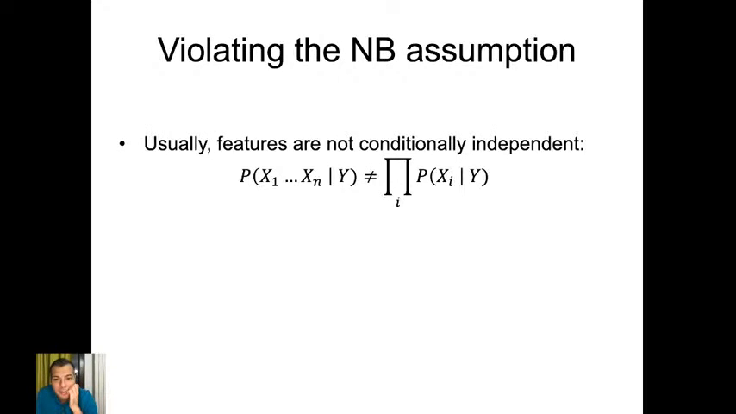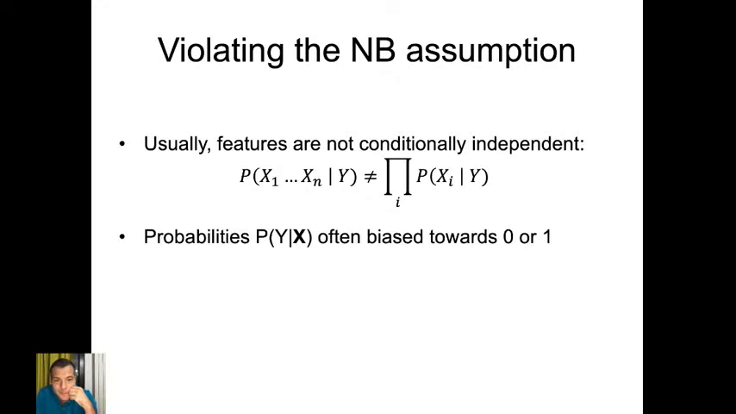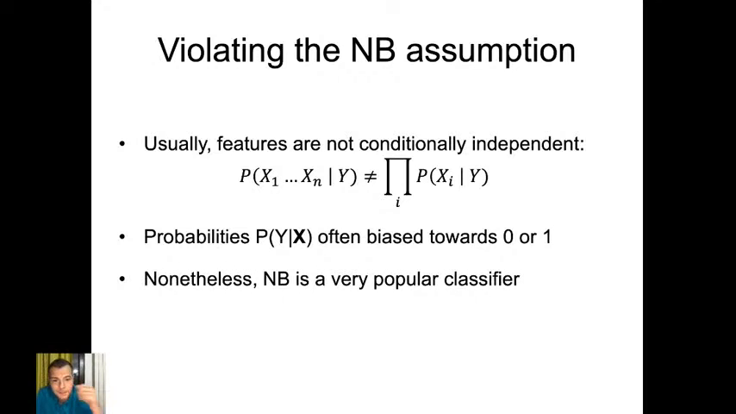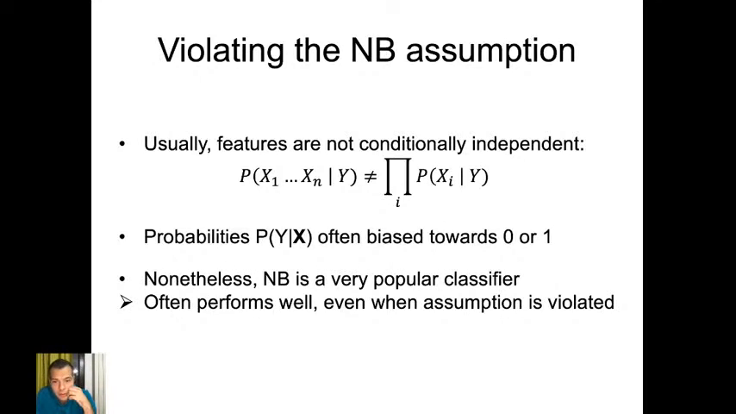So what I said before, that the naive Bayes assumption can be violated in practice, but it's not a problem. It still works. There are also often issues that the probabilities are biased towards 0 or 1, but still naive Bayes is popular, and it's still used in many practical applications. One of the examples in which it works very well is spam classification, so email classification into spam and not spam.